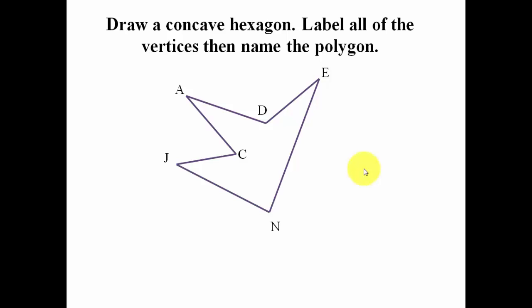So here's my concave hexagon. It's concave because it caves in here and here. It has 6 sides, so it's a hexagon. Now I need to name the polygon, and I'm going to name it Polygon J Caden.